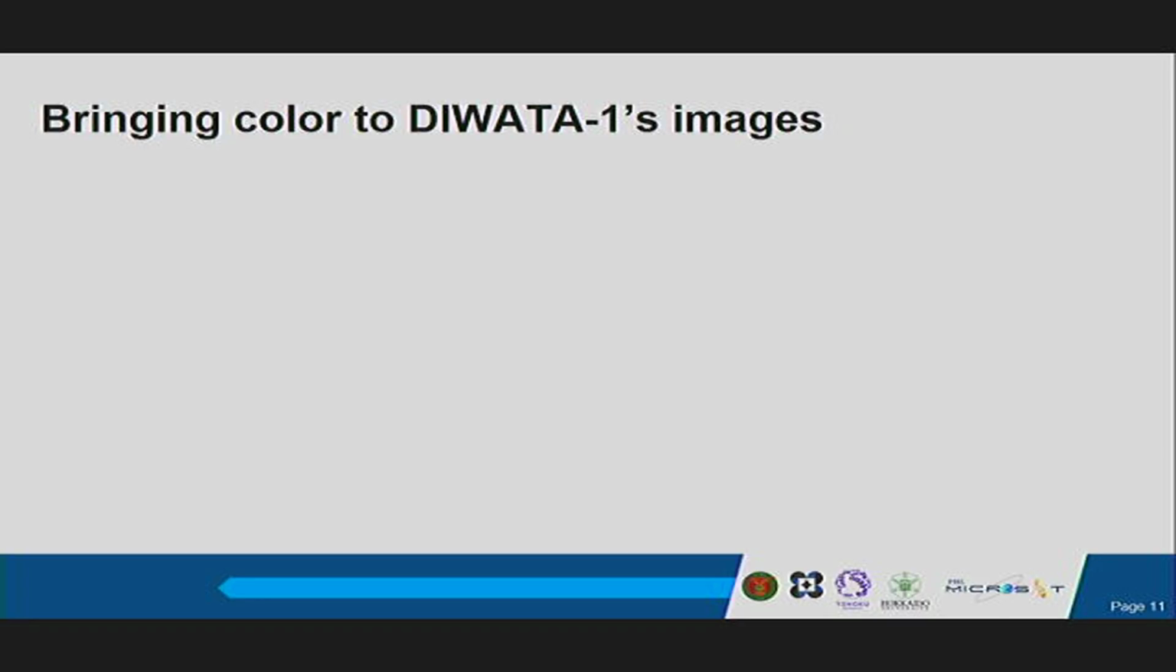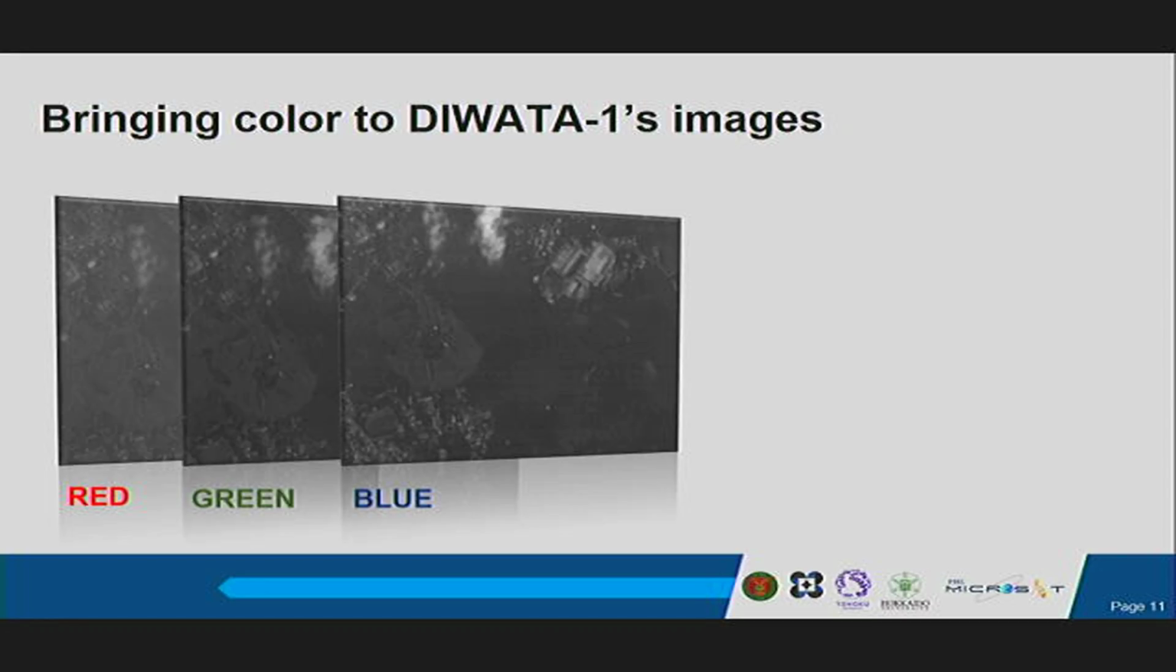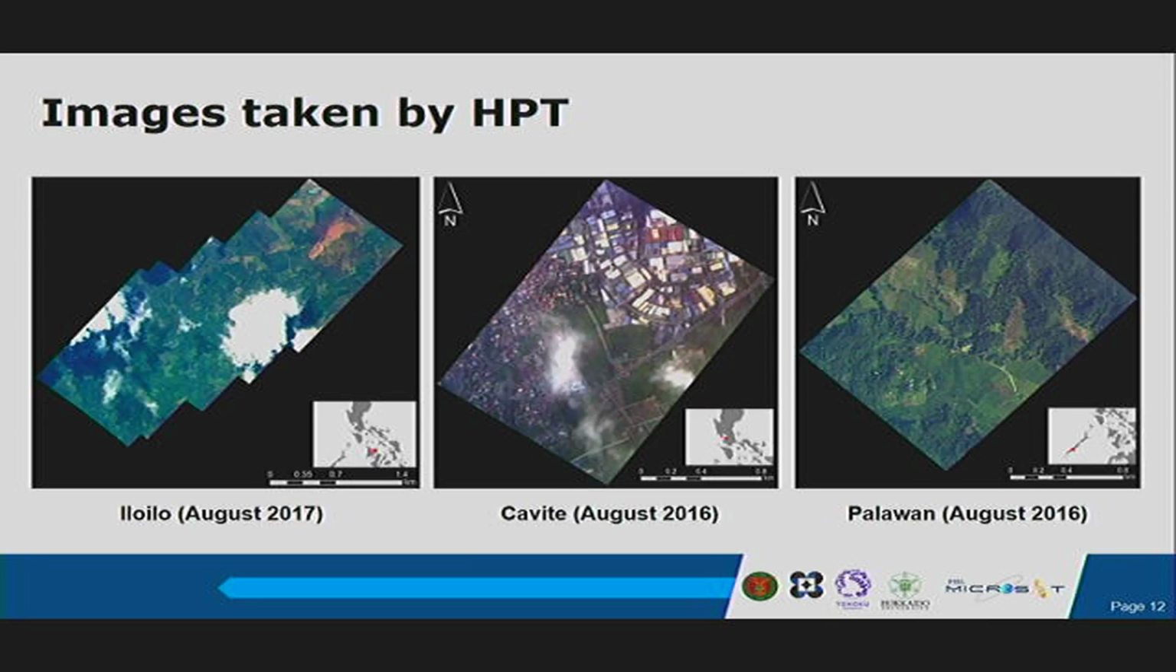So the first thing that can be done to Diwata's images is to create a color composite, a colored image. As I showed earlier, the colored image taken by my iPhone 7 can be broken down into 3 bands, right? Now we have 3 bands: red, green, and blue. We want to create a colored image. Red, green, and blue, and then we have a colored image here. These are some sample images taken by Diwata 1 in Iloilo, in Cavite, and in Palawan.